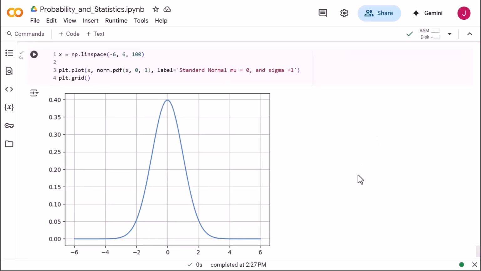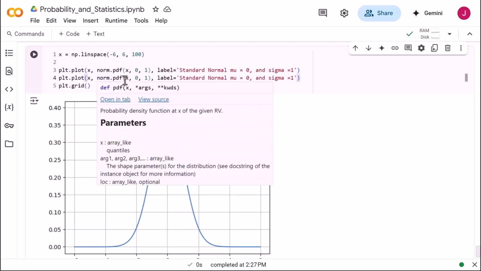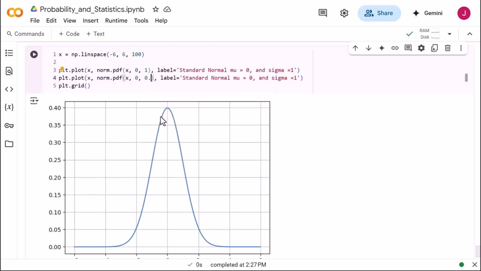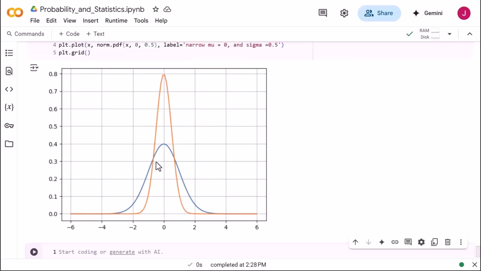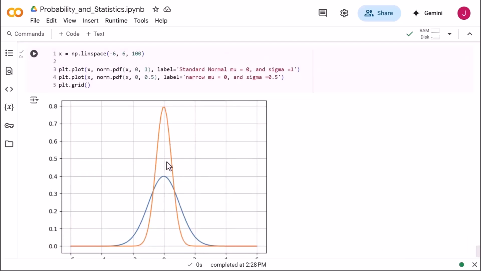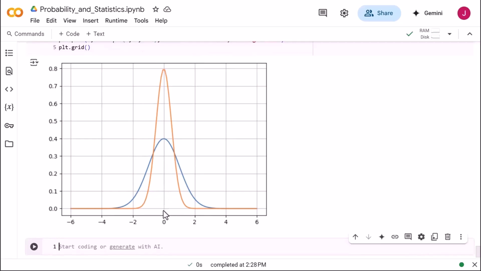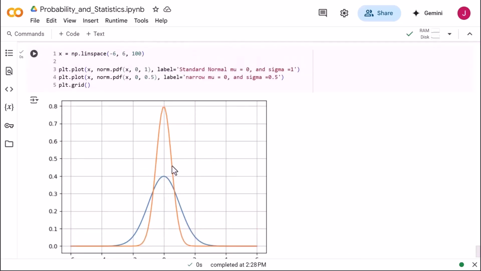Mean is 0 and sigma is equal to 1. Now I want to add another one here, and I change this standard deviation to 0.5. And I label this one narrow, with mu equal to 0 and sigma equal to 0.5. You can see here it becomes compressed and narrower. So still the mean is equal to 0, but sigma is 0.5.